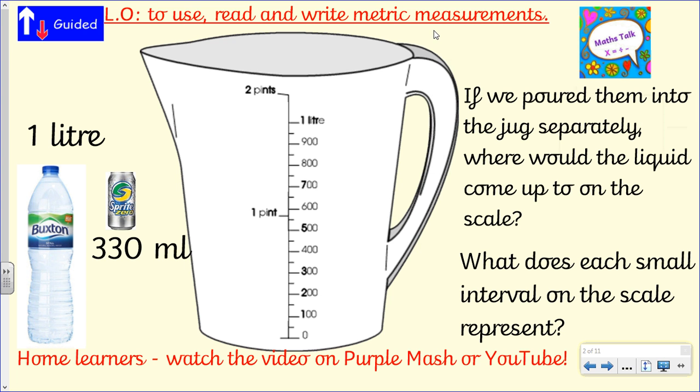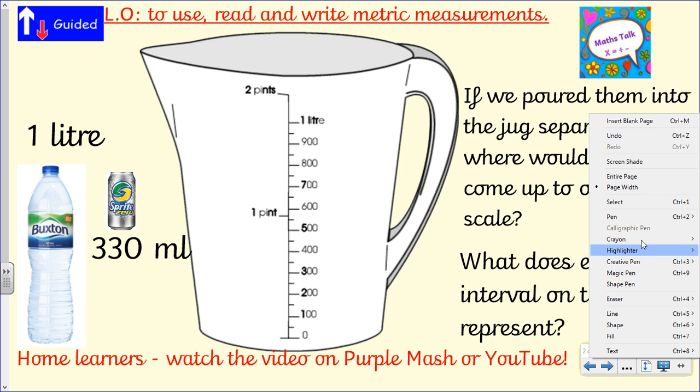So we're on to the guided part of today's lesson. This is linked to the anchor task, just in that we've got the same two items over here. A couple of questions. If we poured these liquids into the jug separately, where would the liquid come up to on the scale? And secondly, what does each small interval on the scale represent?